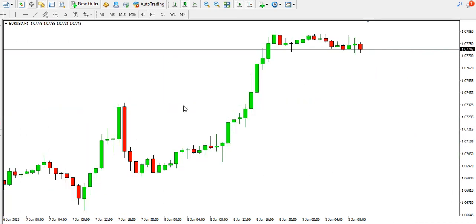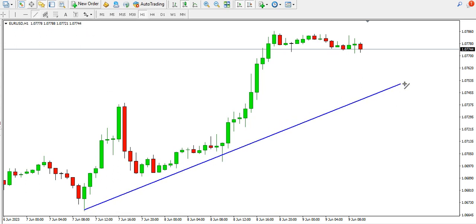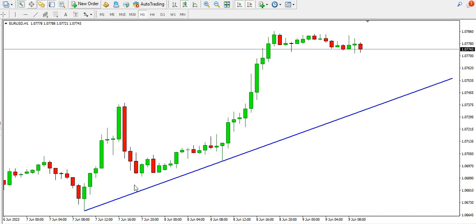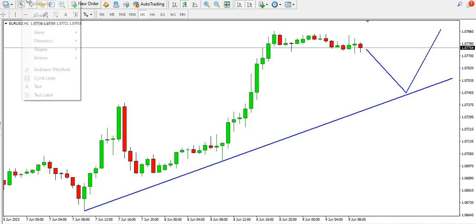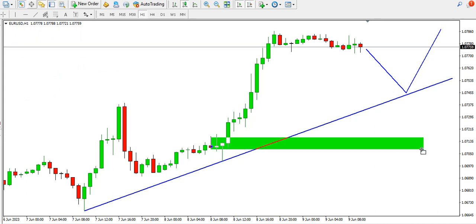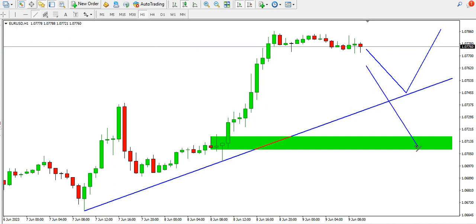On the 1-hour time frame, we have this ascending trend line that is being tested around here. So price might want to test the ascending trend line before going up. Okay, but if price is going to drop further, we have this demand area around here that might serve as support to price in case price drops further, for price to pick up traction to the upside.